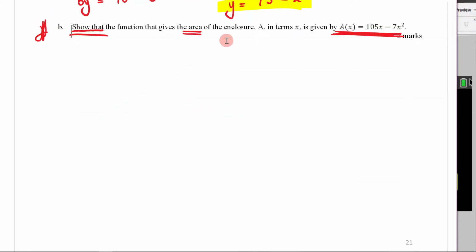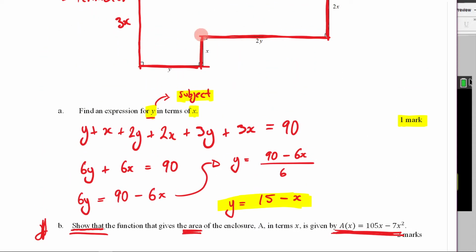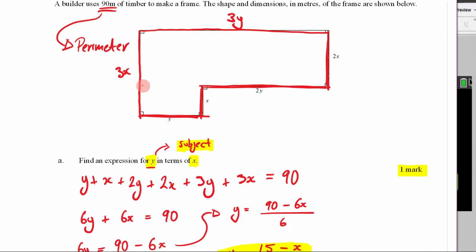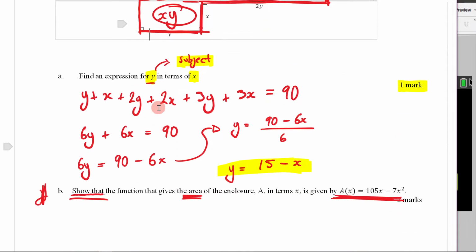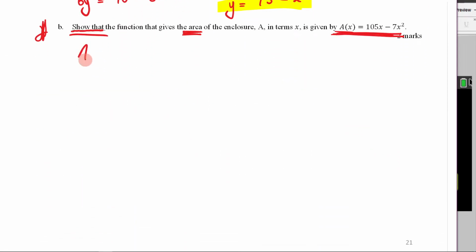Okay, how are we going to do this? Well, we need to figure out the area of this enclosure. So let's come up here and see if we can figure that out. I'm going to break it up into two parts. The area of this part here will just be x times y, so xy. And then the area of this part here will be 3y times 2x, which is 6xy. So if I add this and this together, I'm going to get the area of the entire thing. So that means the area is xy plus 6xy.